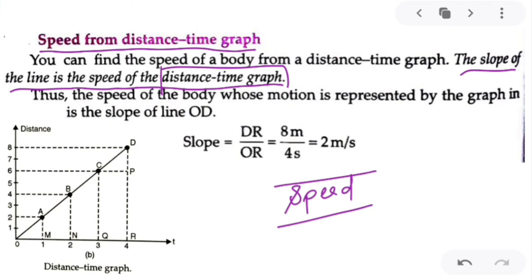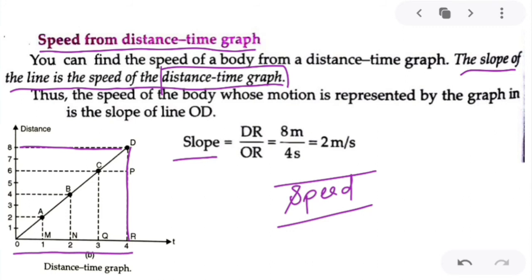See here the DR. Slope is equal to what? DR by OR, this vertical distance divided by horizontal distance. So this is the slope here. That means DR divided by this OR.